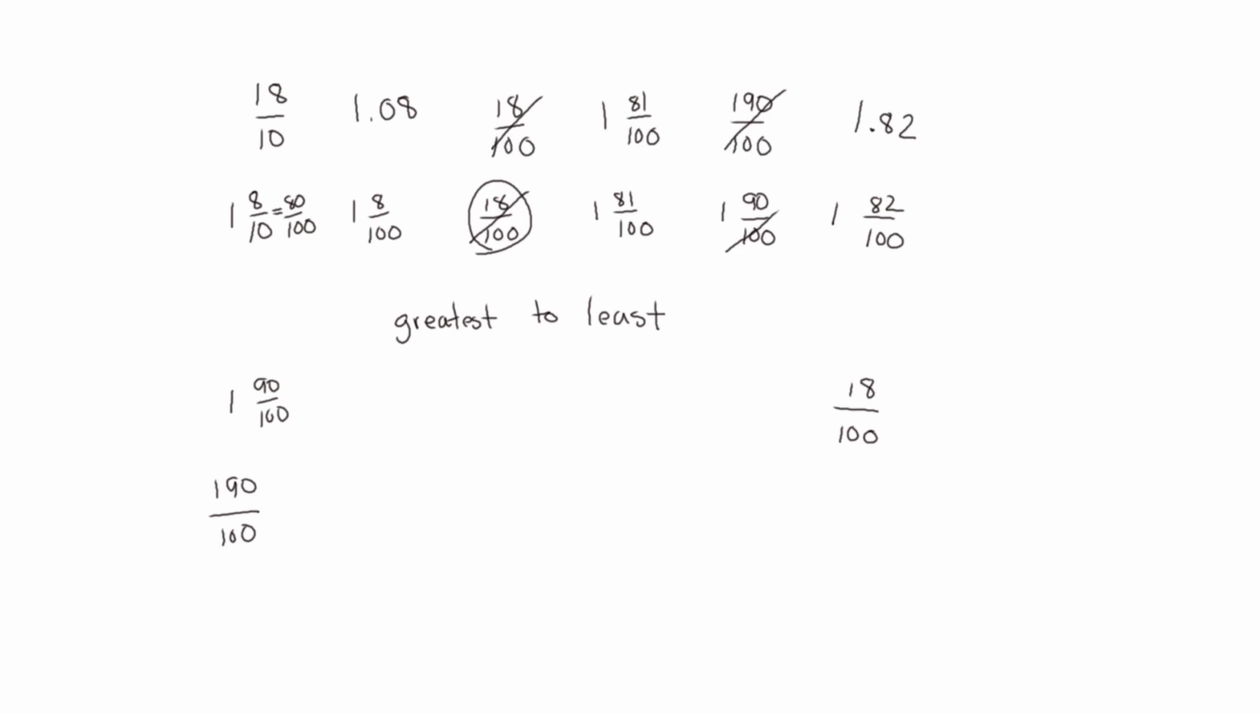Then the next one we're going to find is 82 hundredths as being the next highest one. And its original form was a decimal. So that would come next. And if we're going to use our greater than, less than symbols, we can start adding those in. The next one would be 81 hundredths.